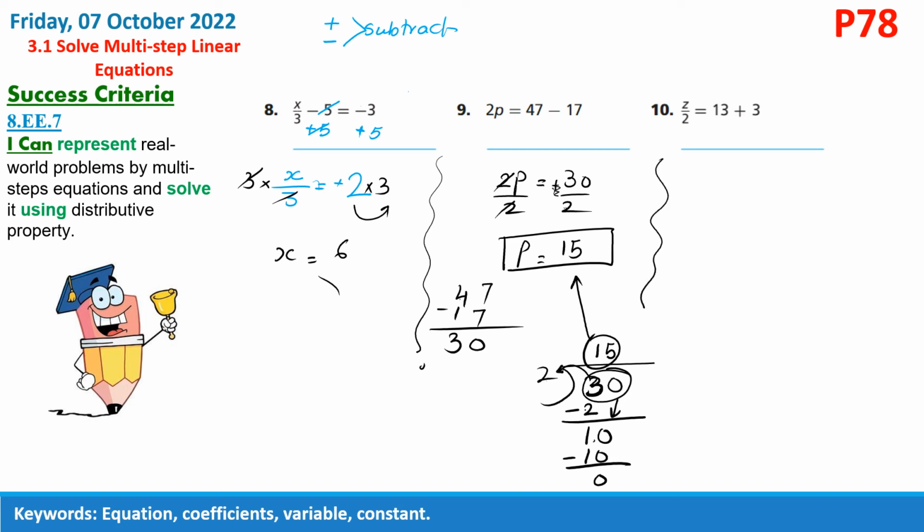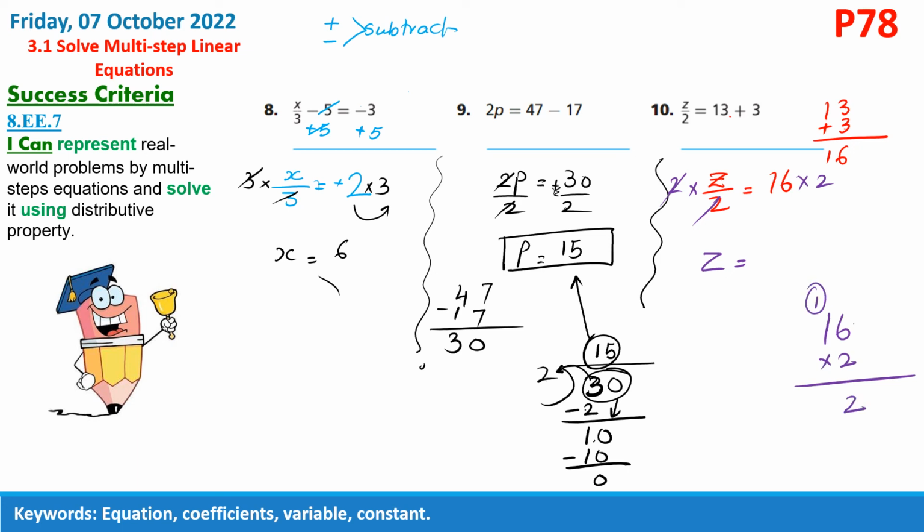Now next question. z over 2 equals 13 plus 3. So z over 2 is 13 plus 3. Look here, 13 and here 3, add. 3 plus 3 is 6 and 1. So it is 16. Get rid of this 2, so you will multiply both sides by the 2. 2 and 2 cancel. 16 times 2: 2 times 6, 12, 2 down and 1 up. 2 times 1 is 2, 2 plus 1 is 3. So 16 times 2 gives us 32.